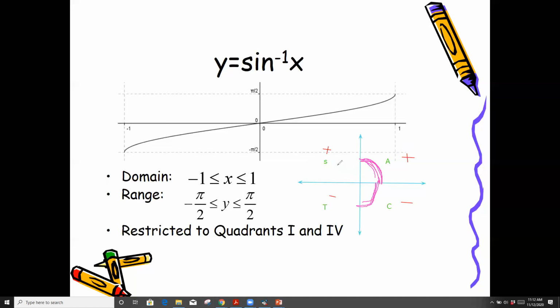So that's why for sine inverse, we restricted to quadrants 1 and 4, or in degrees between 90 and negative 90. Sine inverse can only equal angles between 90 degrees and negative 90 degrees, or in radians, pi over 2 and negative pi over 2. Now we're going to do the same thing with cosine and tangent.